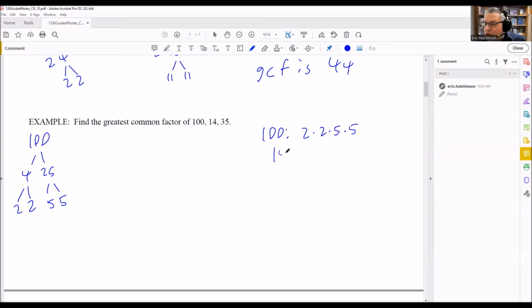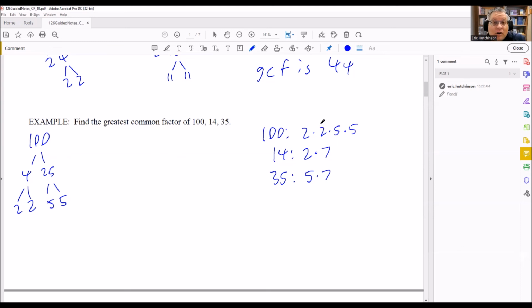Okay, now we'll do the next thing for 14. Well, 14, we don't really need a factor tree for that because there's actually only 2 factors of that, just 2 and 7, and that's all you're going to have for that one. And then 35, we don't really need a factor tree either because that's just going to be 5 times 7.